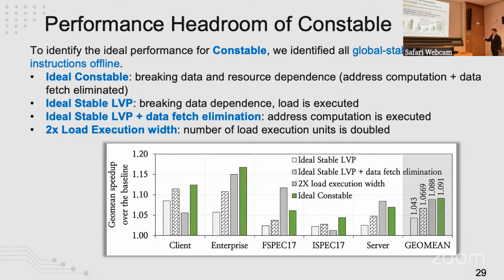The different techniques that we compare with are, of course, the ideal Constable that breaks the data dependence and the resource dependence, both the address computation and the data fetch. The ideal stable load value predictor, where we again break the data dependence, but the load is executed. And another version of it, where the data fetch is eliminated, and only the address computation is executed. The final comparison in that table is with a system that has twice the number of load execution units.